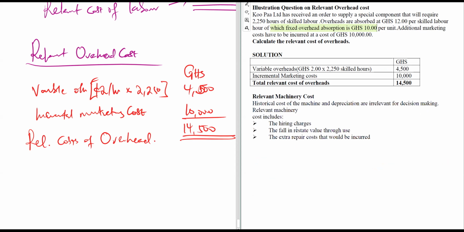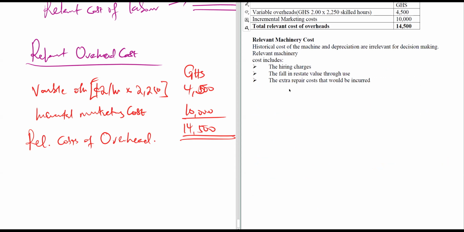Makes sense? So the last thing I want to talk about is relevant machinery cost. Now, the historical cost of machine and depreciation are irrelevant for decision making, okay? So if you get a question and they told you, oh, you bought this machine at 5,000, irrelevant. Depreciation, non-cash flow, irrelevant. Hence, book value, because cost minus depreciation is book value, making book value also irrelevant. Makes sense? The only thing is that if the machinery will have to be purchased in the future, then that purchase cost becomes relevant. But if it was purchased already, historical cost, sunk cost, right?